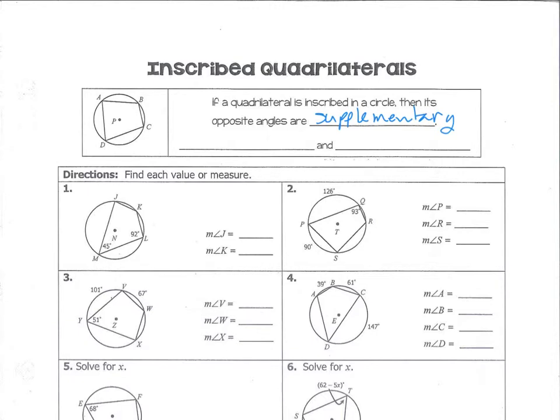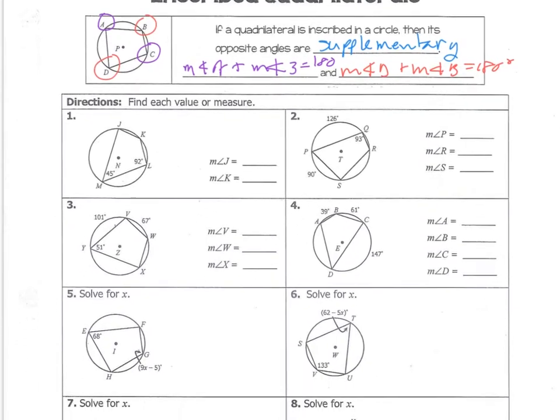So those angles, the measure of angle A plus the measure of angle C is equal to 180. And then these angles here, the measure of angle D plus the measure of angle B is equal to 180. So we're just going to apply that here. Yes? Is that a 3?